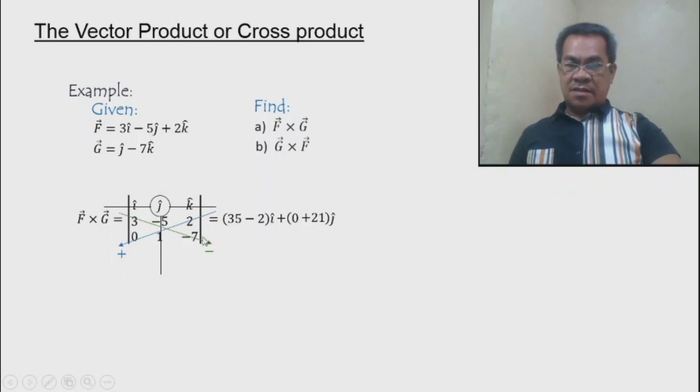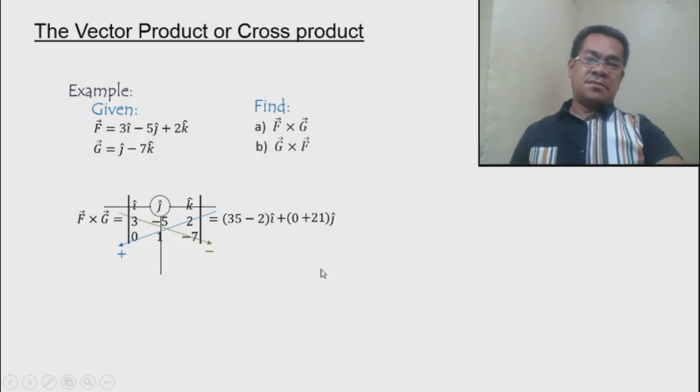Okay, this is 0. Now, the reverse, because positive, this is positive. So, leave it at 0. This one should be a negative product. So, if you multiply 3 times 7, negative is negative 21. Negative and negative becomes positive. That's it. Second answer of your cross product of F cross G.